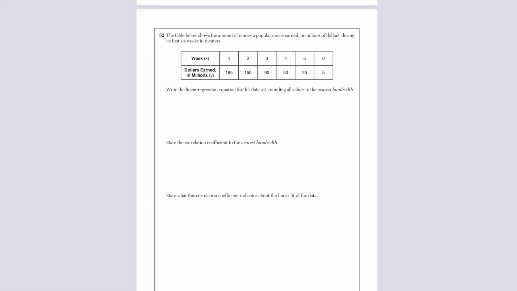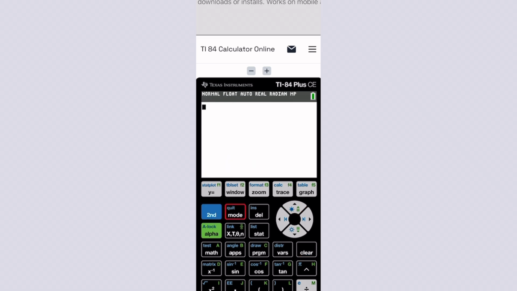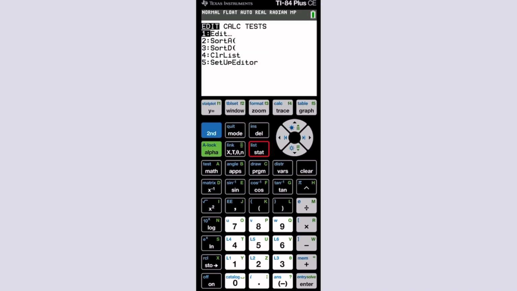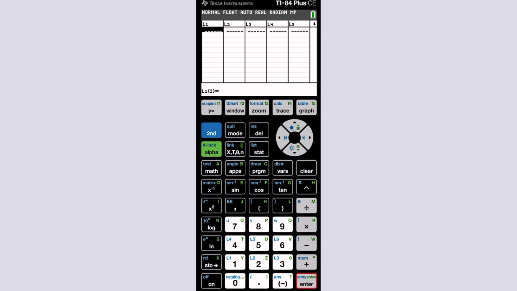So for this, you actually go to your calculator. On your calculator, you're going to go to Stat, Edit, and in your list 1, you're going to put the first row of your data, which is going to be 1, 2, 3, 4, 5, and 6. And then in the second row, you put the second row, which is 1, this, 50, 25, and 5. Make sure that matches.